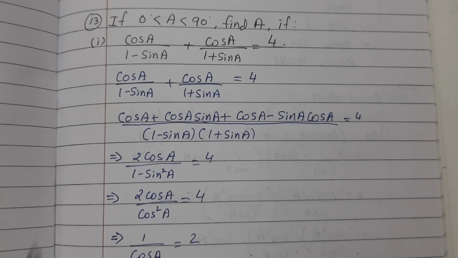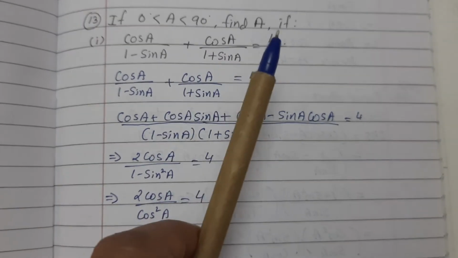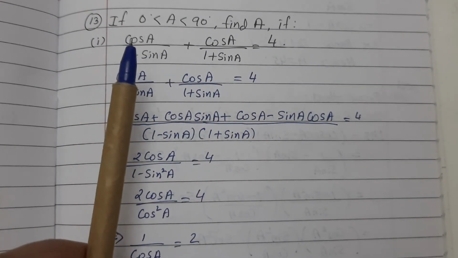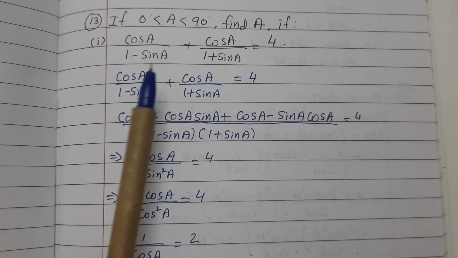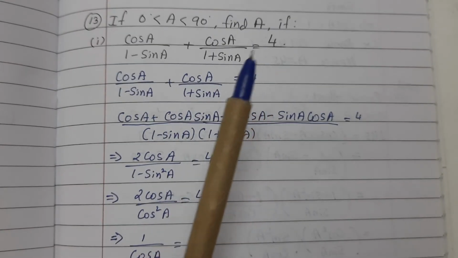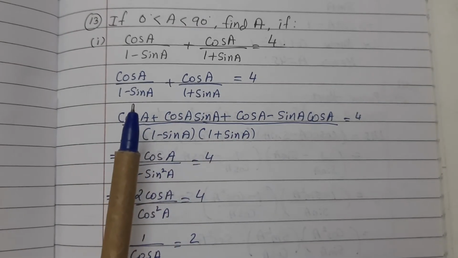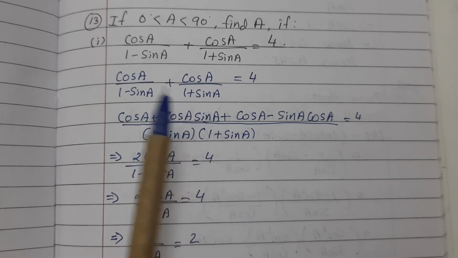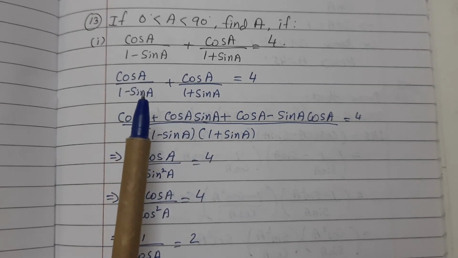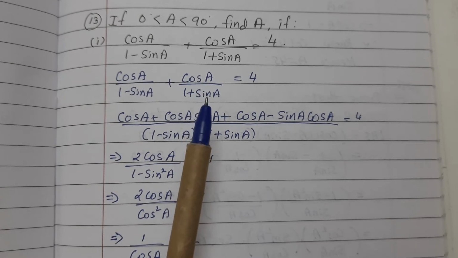Sum number 13. If A is between 0 and 90 degrees, find A. First part, cos A upon 1 minus sin A plus cos A upon 1 plus sin A equal to 4. LCM of the denominators on the left hand side is (1 minus sin A) into (1 plus sin A). Therefore, this term multiply and divide by 1 plus sin A. This term multiply and divide by 1 minus sin A.